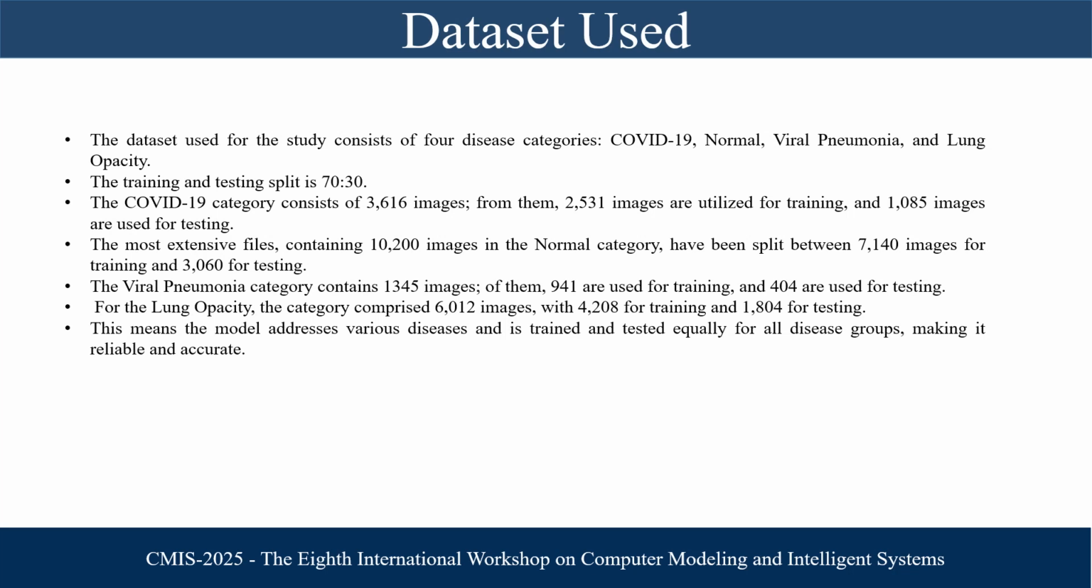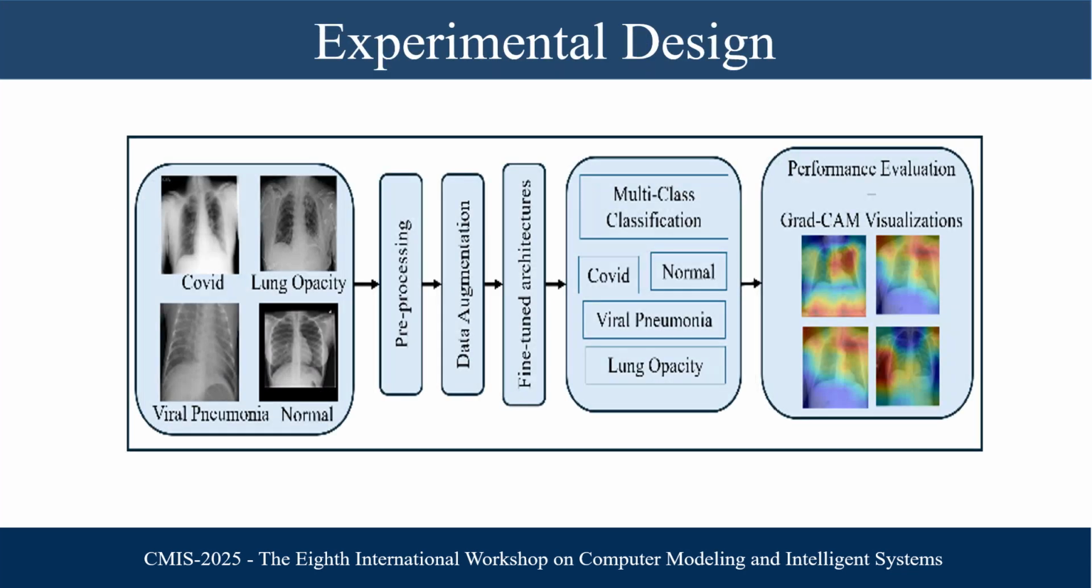Viral pneumonia category contains 1,345 images, out of which 941 are used for training and 404 for testing. And the lung opacity category comprises 6,012 images, out of which 4,200 images are used for training and approximately 1,804 for testing. So basically this means that the model addresses various diseases and is trained and tested equally for all disease groups.